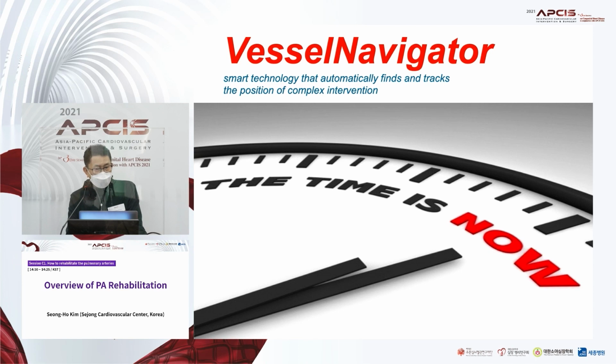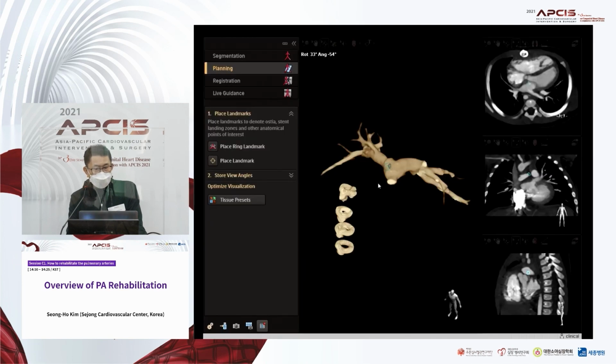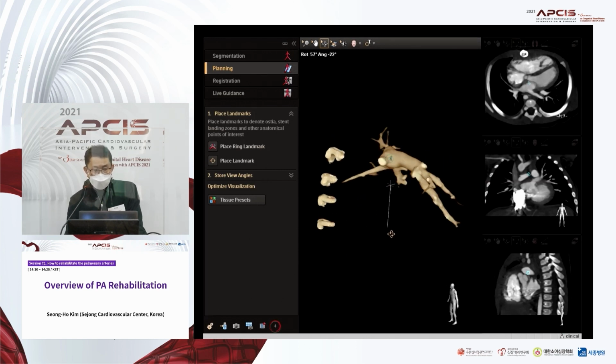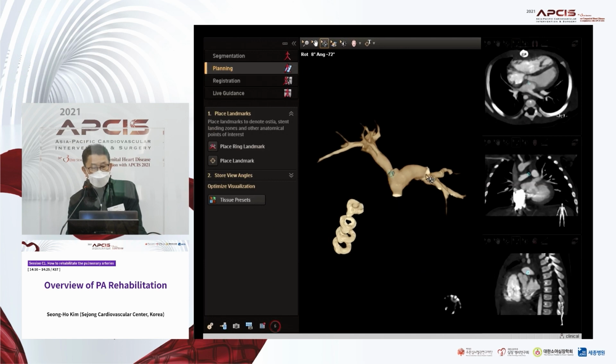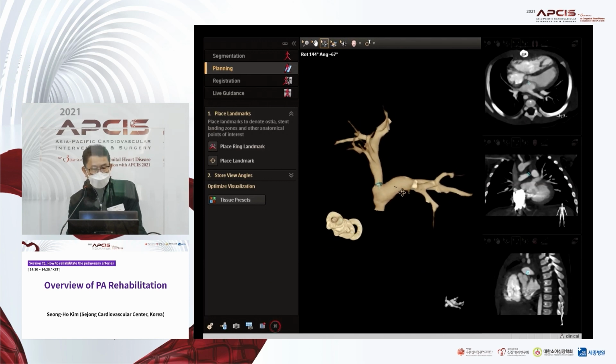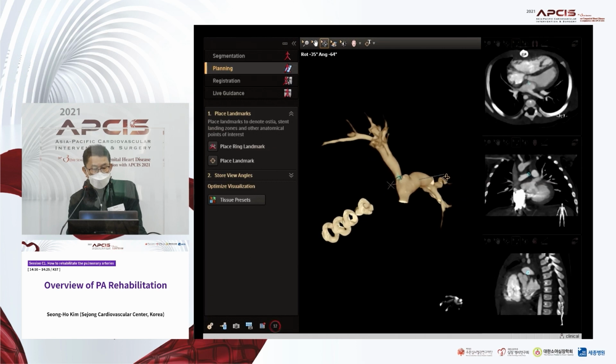The next imaging is the vessel navigator. Vessel navigator is a fusion imaging of CT and fluoroscopy. Using CT, I made this 3D reconstruction image, and I can also rotate it to any angle to find the stenotic portion well and determine which angle is the best for the intervention.